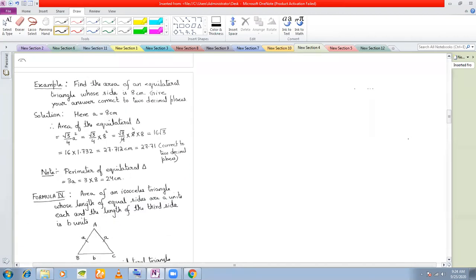Now, how to find out the area of an equilateral triangle? Look at this example. Find the area of an equilateral triangle whose each side is 8 centimeter. Give your answer correct to 2 decimal places. So here we have an equilateral triangle in which each side is 8 centimeters. So here, a is equal to 8 centimeters.